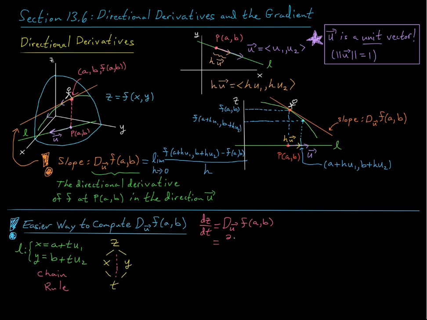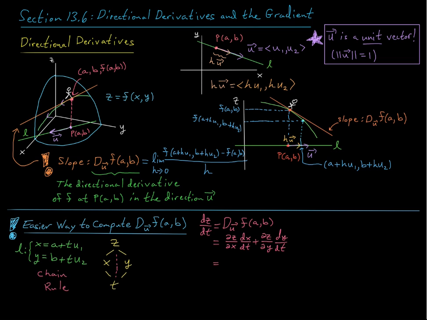This is going to be partial z partial x times dx dt, plus partial z partial y times dy dt. All right, and now I can say a little bit more here. What's del z del x?